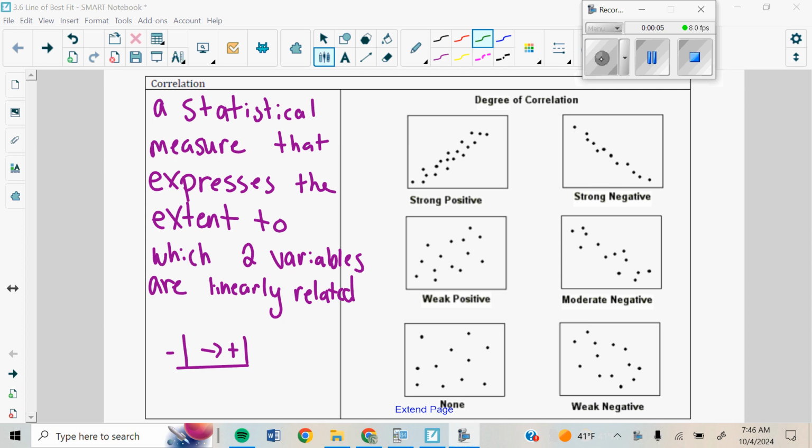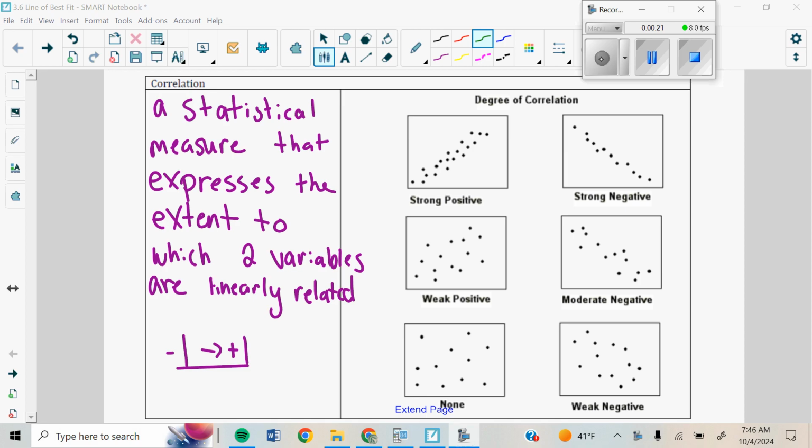It's on our fit align to data. And so this is identifying and using lines of best fit. But first, before we can do that, we need to talk about correlation. So go ahead and pause the video here so you can write that down.